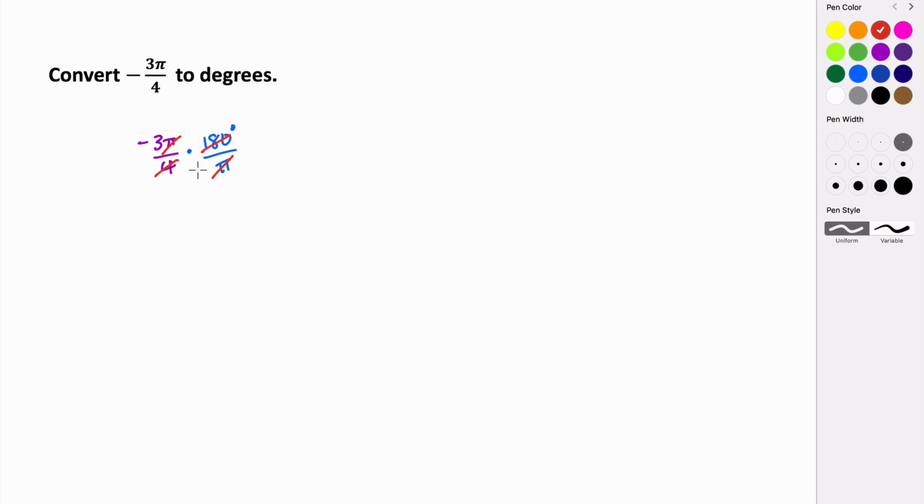4 is going to go into 180 evenly. I think it goes in 45 times because 180 divided by 2 is 90. 90 divided by 2 is 45. So yeah, it goes in 45 times. So now we have negative 3 times 45. So negative 3 times 45, that's going to give us negative 135 degrees. So negative 3 pi over 4 is equal to negative 135 degrees.